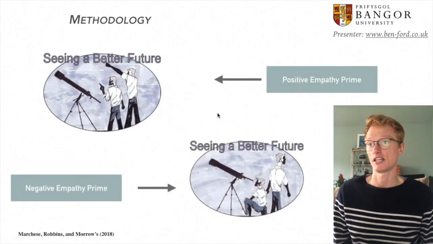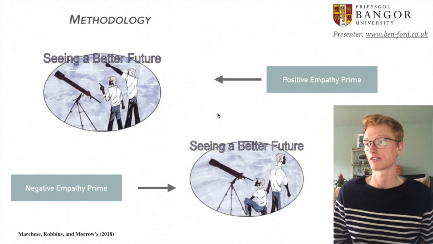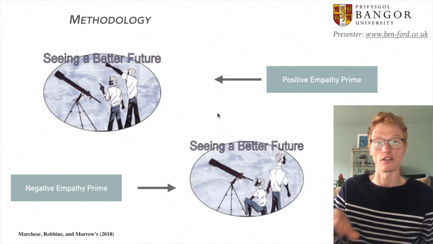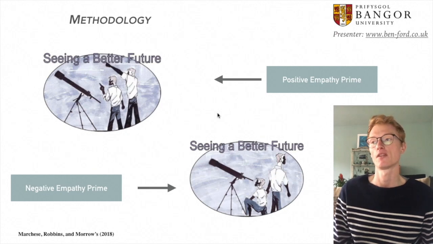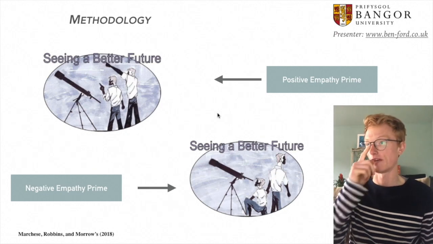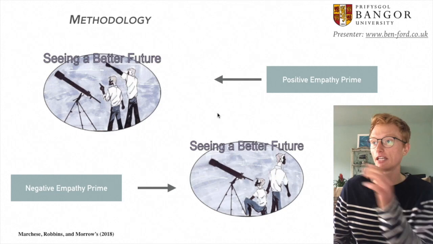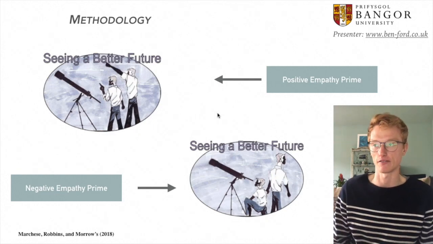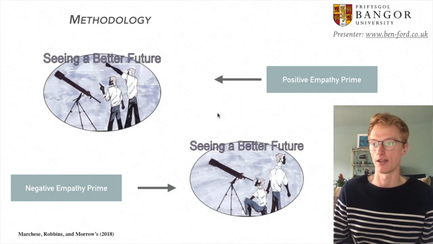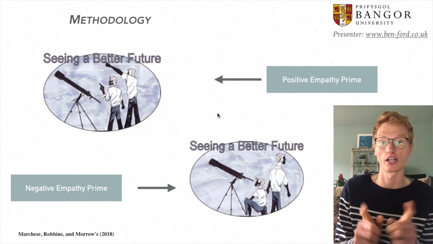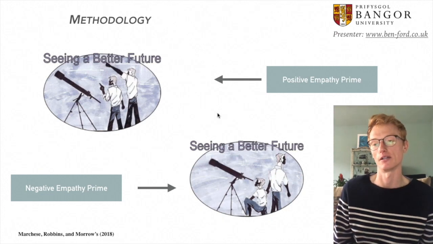So here you'll see the two priming stimuli that Marquise, Robbins and Moreau used for their study in 2018, using the logos in information sheets. On the top there you can see the positive empathy prime with two people looking in the same direction and sharing a perspective, and that was meant to elicit a sense of empathy. And below you can see two people that are not sharing the same perspective, they're looking in a different way, which was meant to elicit a sense of lack of empathy.